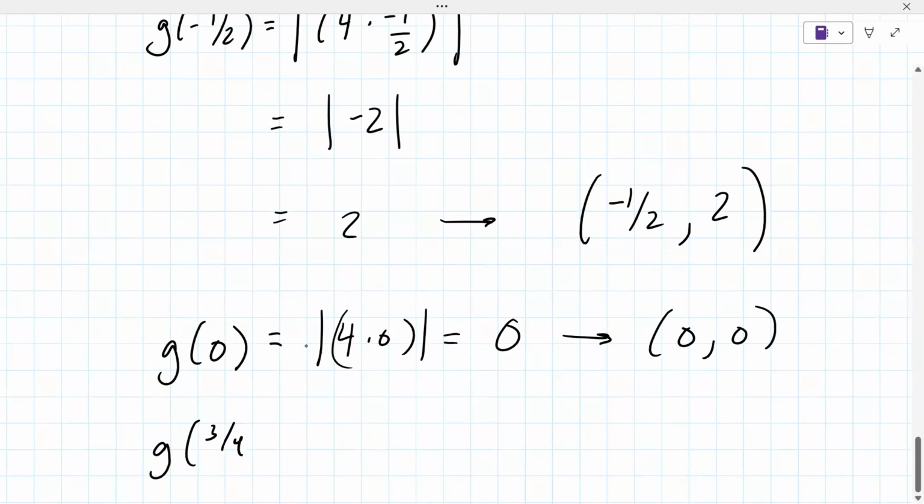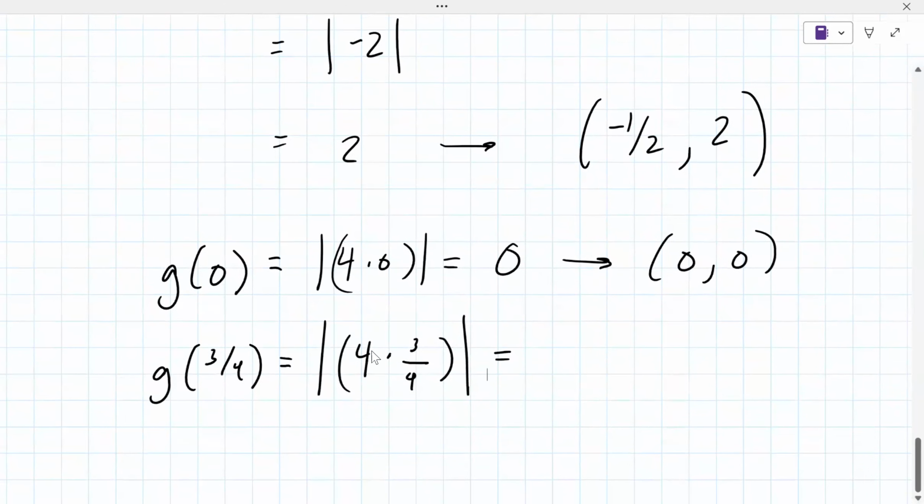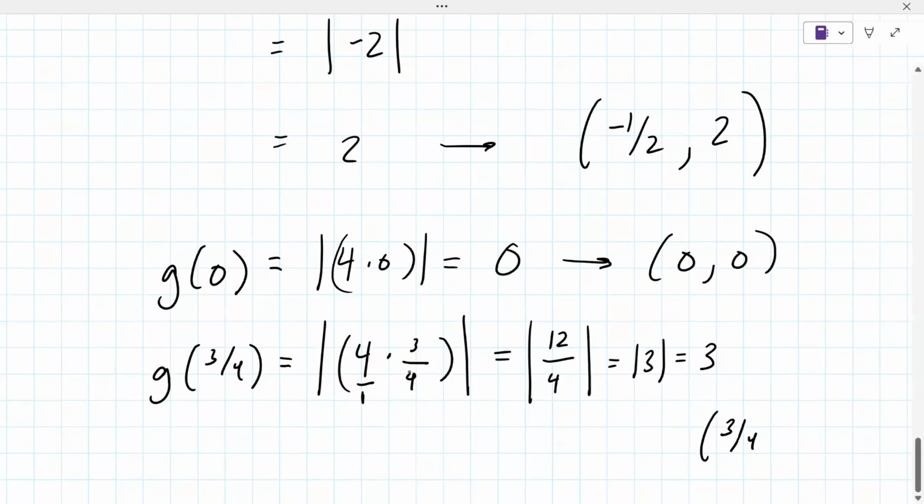All right, next one is 3/4. This is the absolute value of 4 times 3 over 4. Now, when you have a fraction and a whole number, you treat the whole number as a fraction by putting it over 1, 4 over 1, like this. And then you multiply the tops and multiply the bottoms. 4 times 3 is 12. 1 times 4 is 4. 12 over 4 is 3. The absolute value of 3 is 3. So this produces the ordered pair (3/4, 3).